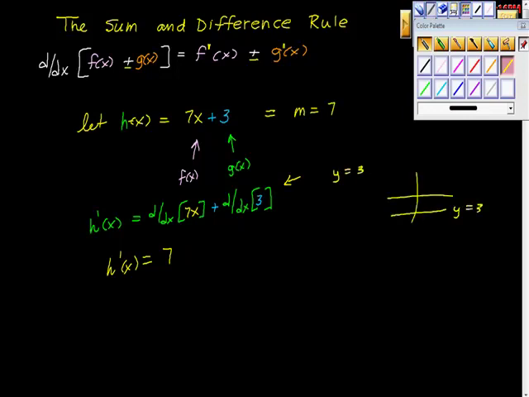Y equals 3. What's its derivative? What's its slope? Its slope is 0, isn't it? So plus 0. So h prime at x is just equal to 7. I think that makes pretty good sense. All right.